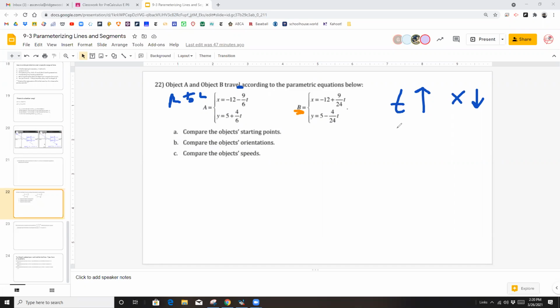And by the same logic, for this one, as t increases, since the coefficient in front of t is positive, x will increase. So this will go from left to right, just like on the x-axis, the values increase when you look at them from left to right.